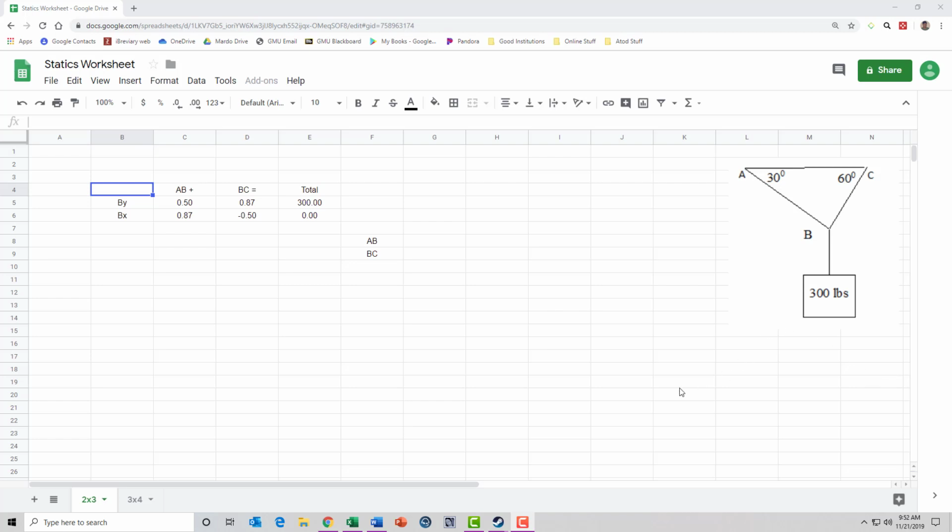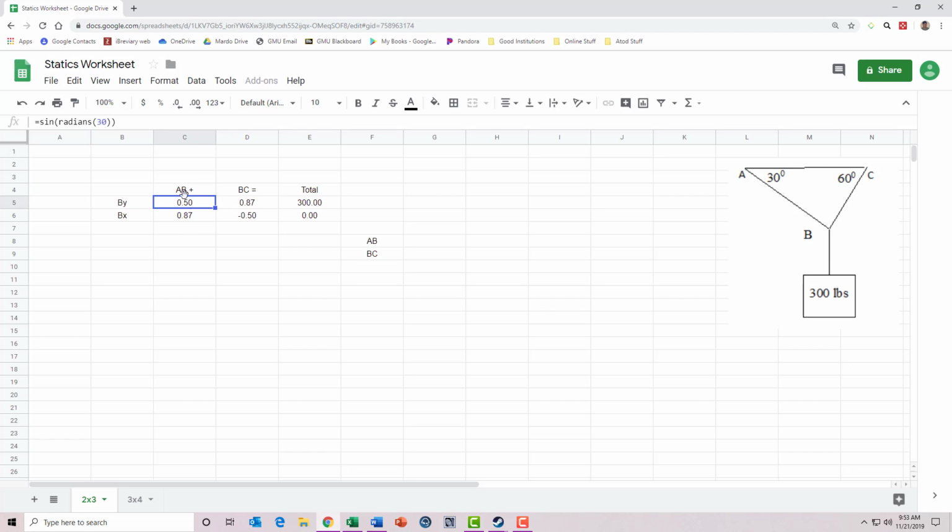So our first problem we set up, it's like this. What values of AB and BC are such that AB sine 30 plus BC sine 60 equals 300 and AB cosine 30 equals BC cosine 60? So I've already set this up as a set of linear equations.